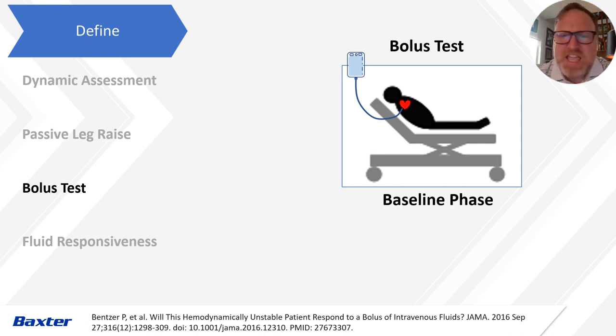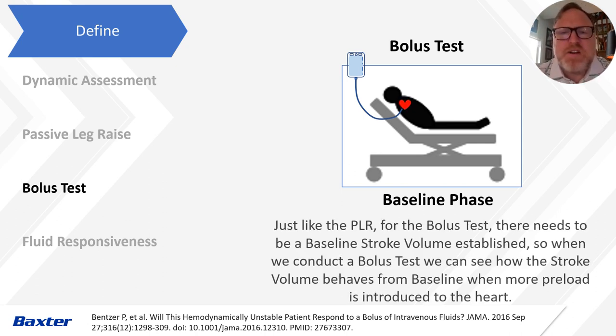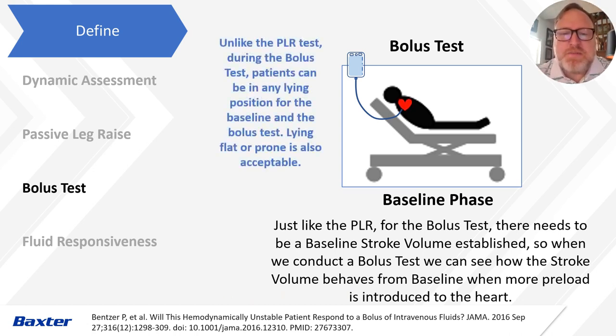So again, we still have to have a baseline phase, right? Just like the PLR. We need to get a stroke volume established, a baseline. So when we conduct a bolus test, we can see how the volume behaves, especially the stroke volume, when we give more preload, right?